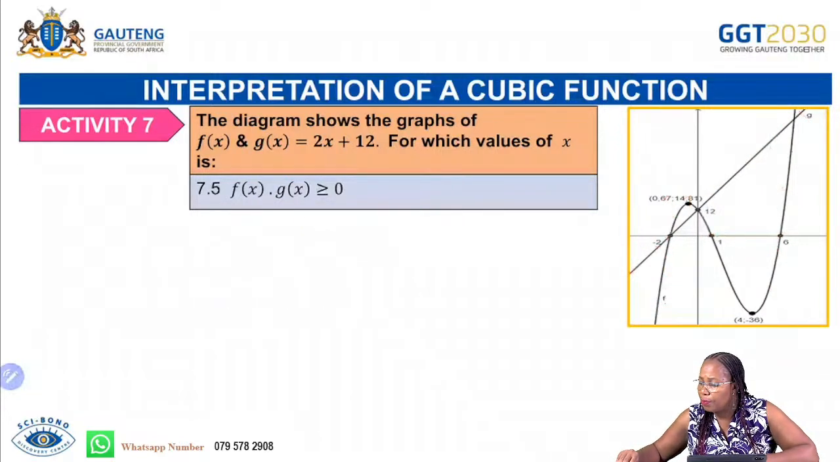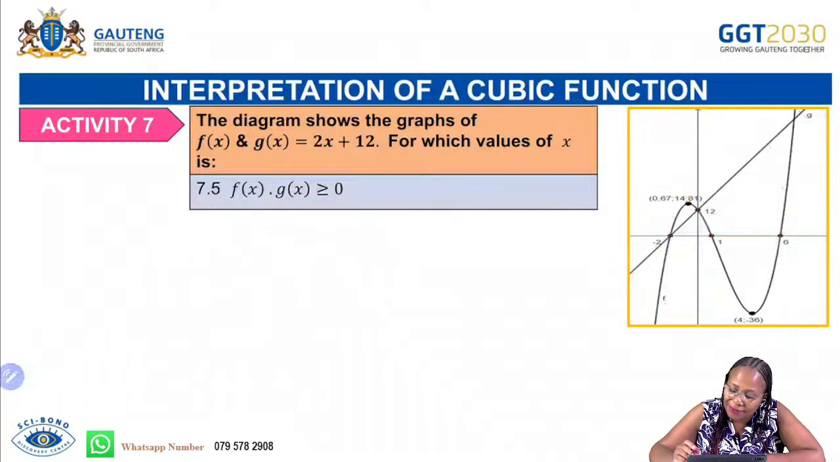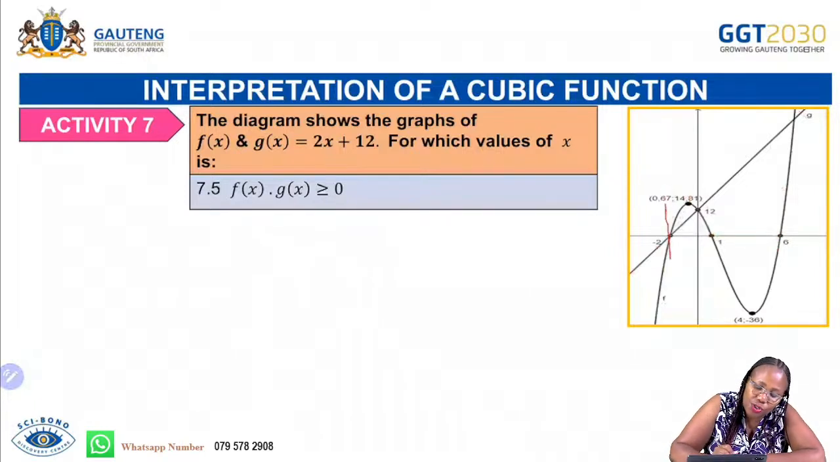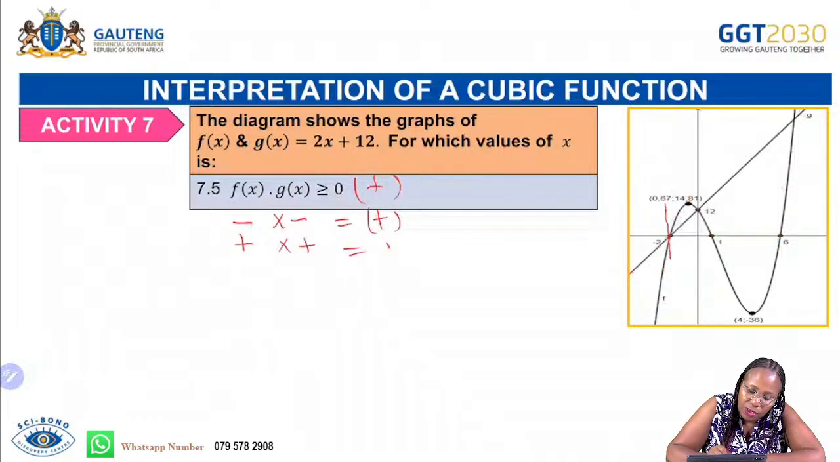Moving on to 7.5 now. We are looking at the two graphs now being greater than or equal to 0. They are both positive now. That means it's the portion that we have left. In order to be positive, they must both be negative. Then it will give us a positive product, or both positive. It will give us positive, because negative times negative is a positive. Positive times positive is a positive.